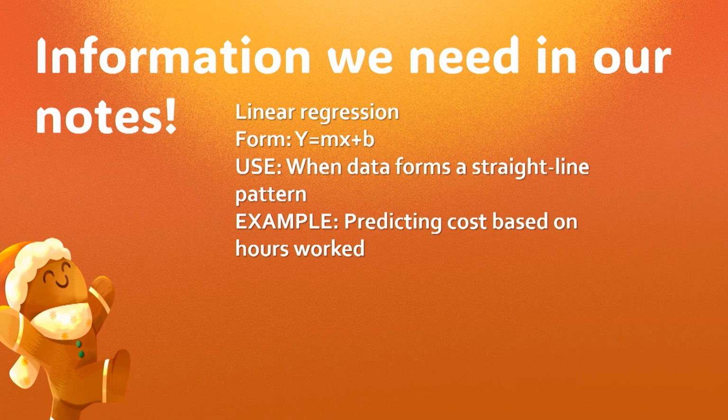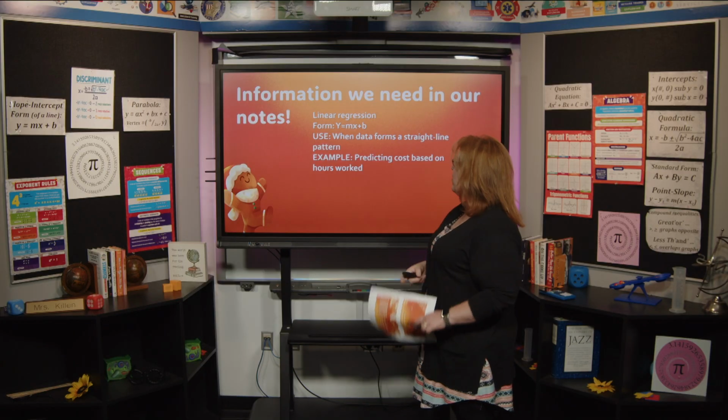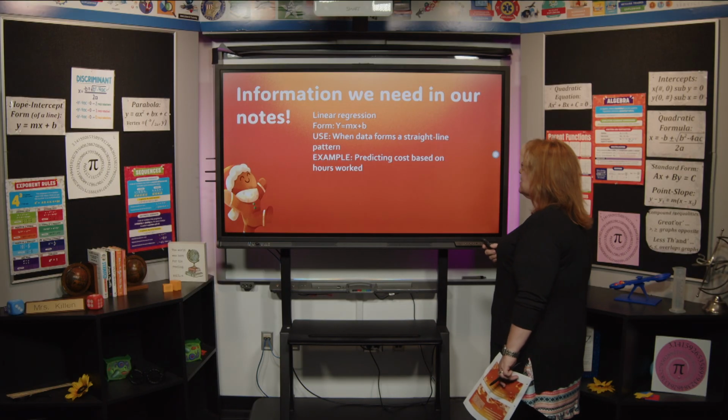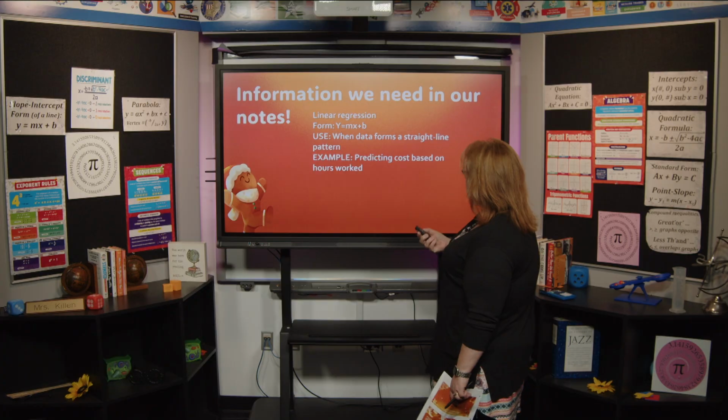Information we need in our notes. We need to know what our linear regression is. The form is our y equals mx plus b. We use it when data forms a straight line pattern. Remember, it's not going to be an exact path of a linear line, but it's going to have that straight line pattern. An example is predicting costs based on hours worked.